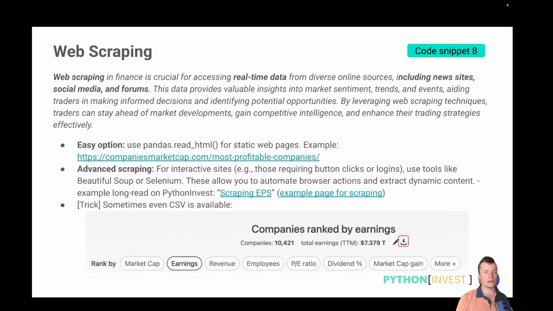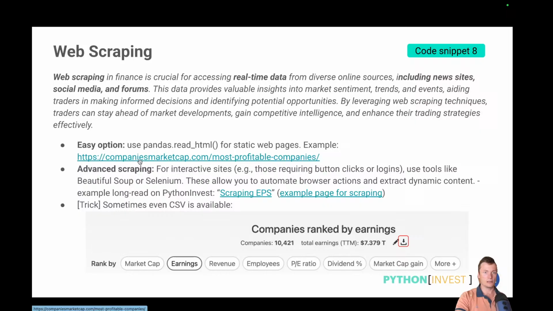Web scraping. I had a few articles on this, and the idea is that there are numerous financial websites, and they can provide good data that you want to use in the web browser UI, and sometimes these websites can even give you an opportunity to download this data.